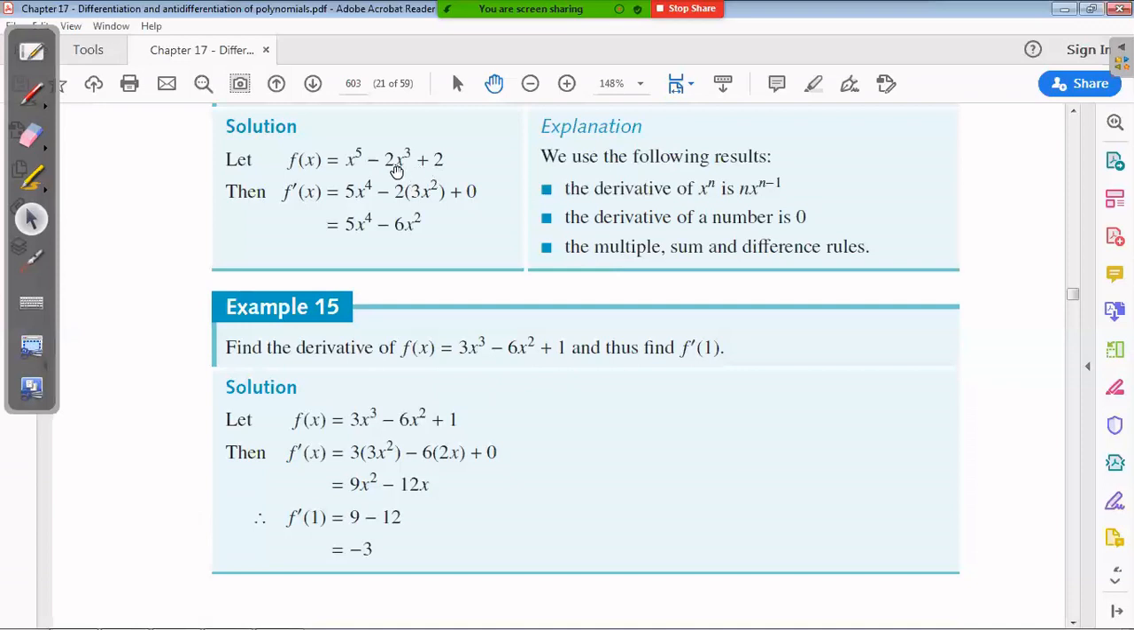Whenever there is a sum or difference between any terms, we take the derivative separately. First we take the derivative of x to the 5, then the derivative of 2x cubed, and then the derivative of 2.